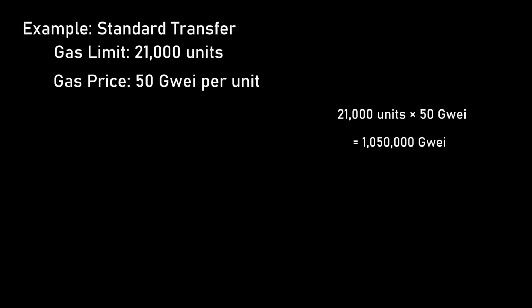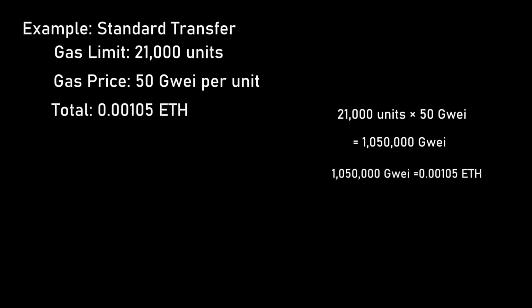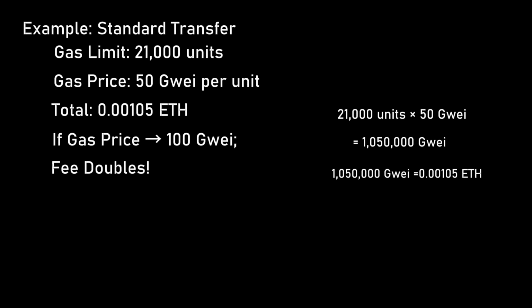In terms of actual Ether, this comes out to 0.00105 ETH. Take a moment to think. If the network gets very busy and the gas price jumps to 100 Gwei, what happens to your total fee? That's right, it doubles, even though the amount of work, the gas limit, stayed exactly the same.